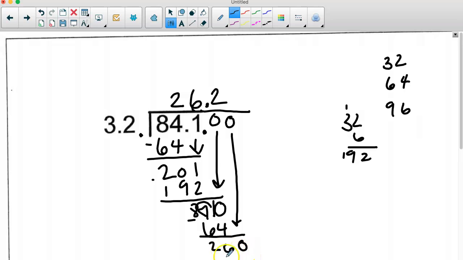Again, I always like to think of compatible numbers. I know 3 can go into 24 8 times, and then 27 would be too many, so let's try 8. I don't know for sure until I try it off on this side. And that's what it will be, 256. And again, I could keep going forever, but I'm going to stop there at 26.28.